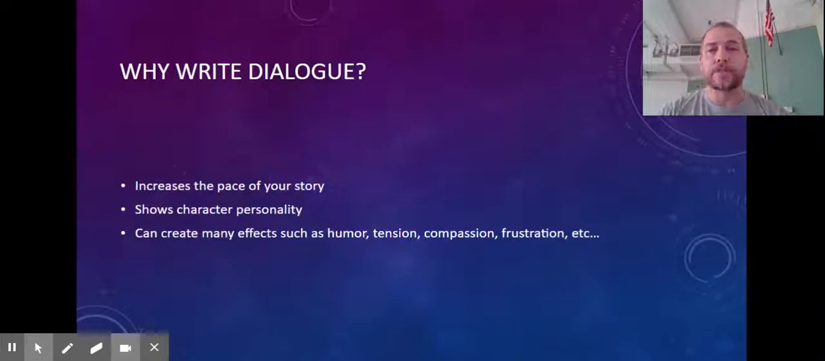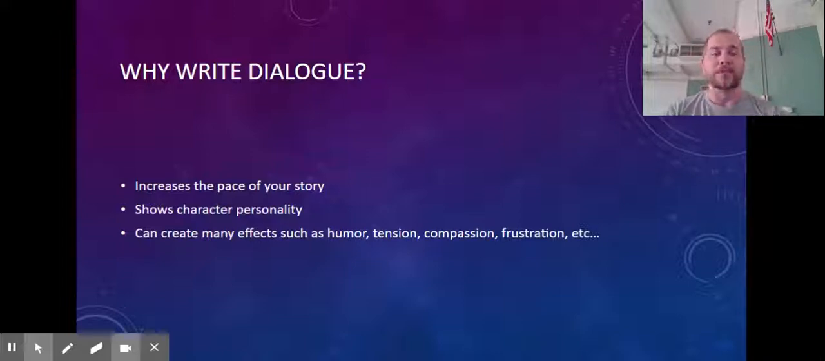Well, it does several things for your story. The first of which, it increases the pace at which your story goes. It speeds up the story so it doesn't feel like your reader is just dragging their way through it. It's a good way to show off characters' personalities because we learn a lot about people by the things that they say. And so you can use this technique to help you show your characters and who they are by the things that they say to other people and how they treat other people and what they do in conversations.